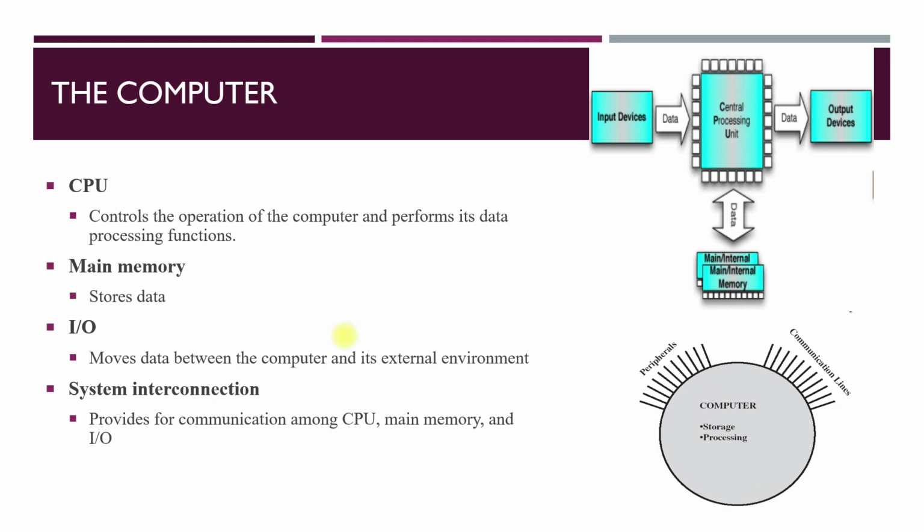The main parts of a computer are the CPU, the main memory, the input output units, and the system interconnections. The CPU is always considered the brain of the computer. Main memory, or the memory system, is used for storing the data.